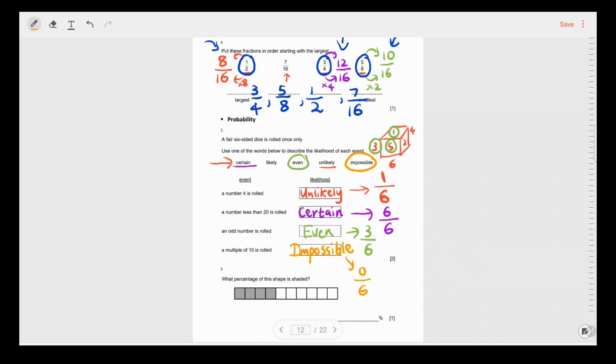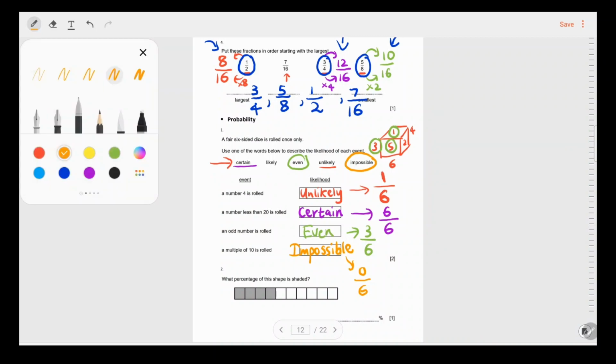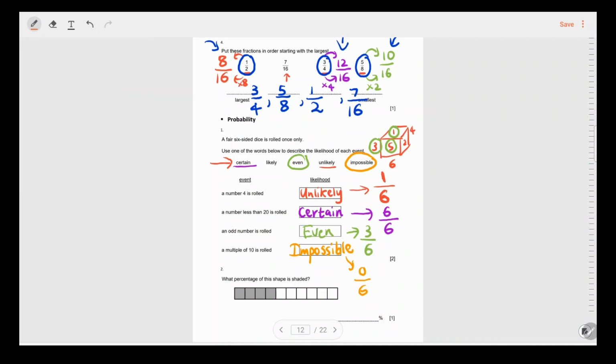Then question number 2 says, what percentage of this shape is shaded? So percentage is a form of writing probabilities. Sometimes we write it in the form of percentages. That's why I added it under this topic. To write the percentage, first we need to write the fraction, and then we need to convert it to a percentage.